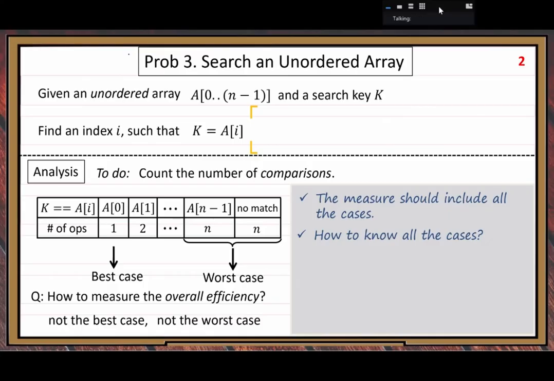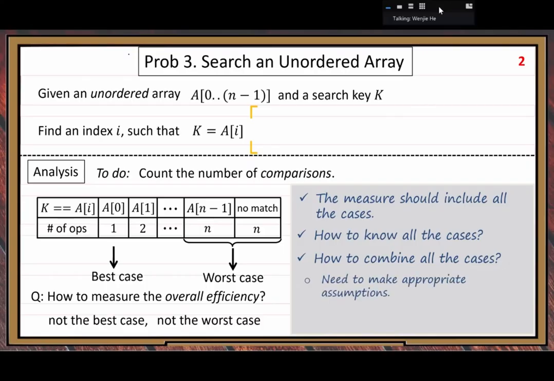For example, sorting. When we sort an n-element array, how do you list all the possible cases? Extremely hard. Although it's possible, it's hard. But here it's very easy. The next question: how to combine all the cases? What is the best way to combine all the cases? Maybe some fair way to combine all the cases. Think about that question.